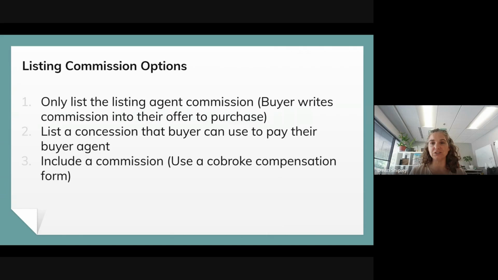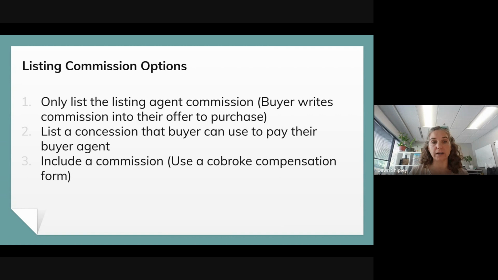The question is, you're going to get paid commission as the listing agent, but what do we do about buyer agent commission? So that's where there's a couple choices that come into play. And I'm going to run through these choices here on the slide, and then we're going to look at what those actually look like in the listing contract.